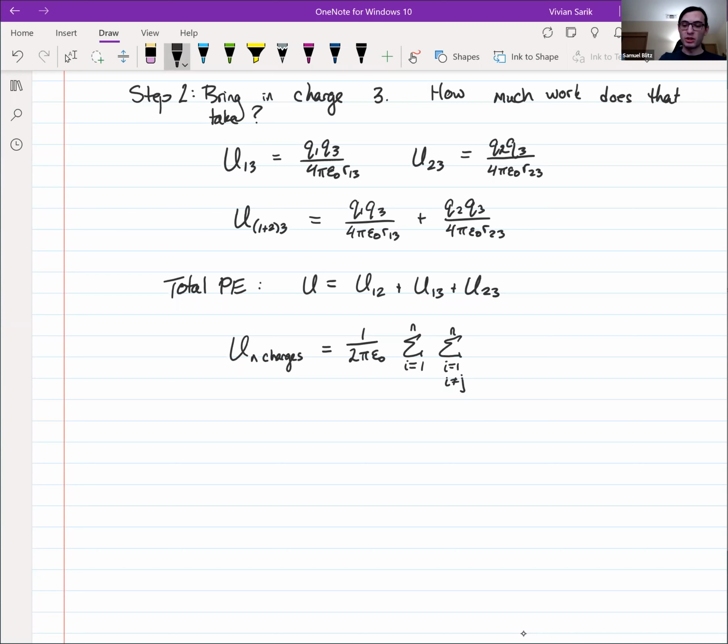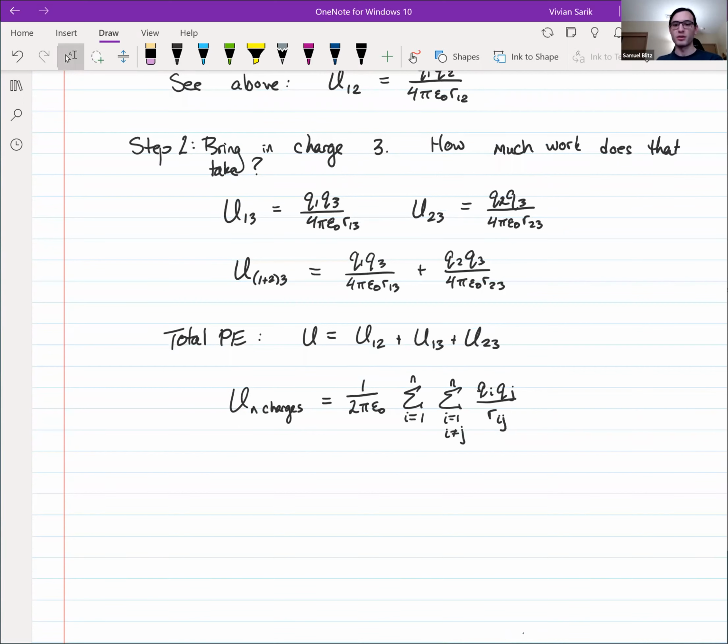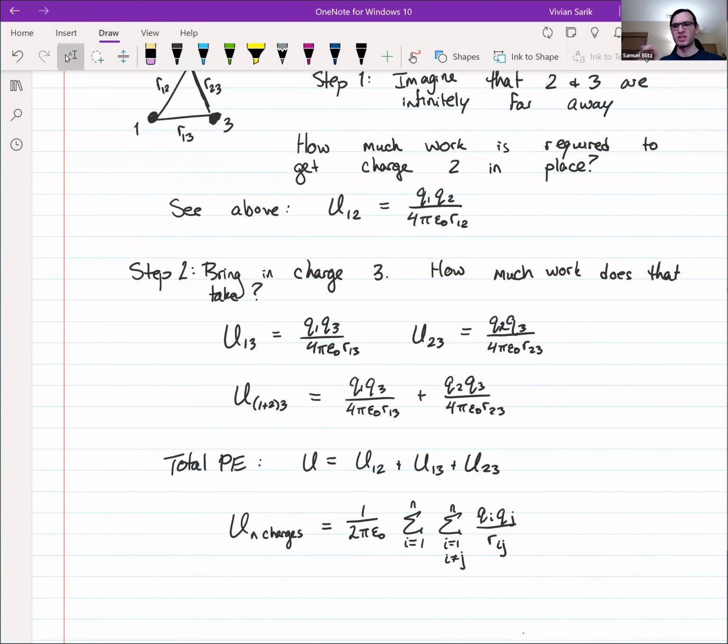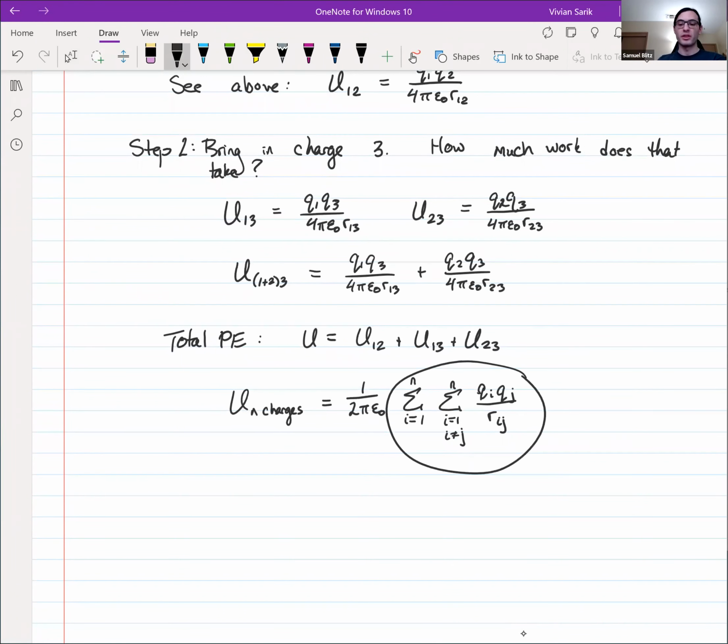And so then it would just be Qi, Qj over Rij, as long as i does not equal j, which is reasonable because the distance between them is 0 and it doesn't take any energy to move a charge near itself. This is exactly what we did up here for n is 3. The only difference that you might be confused by is that there's a 2 here instead of a 4.